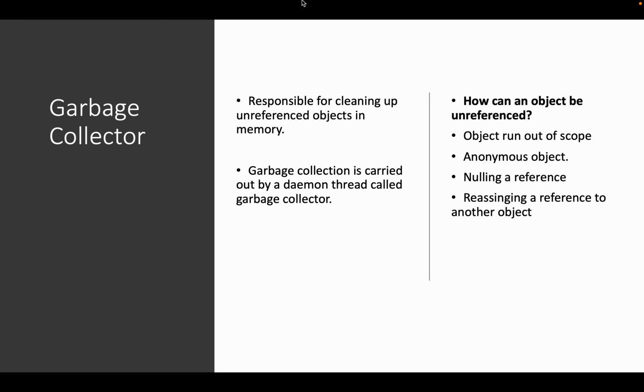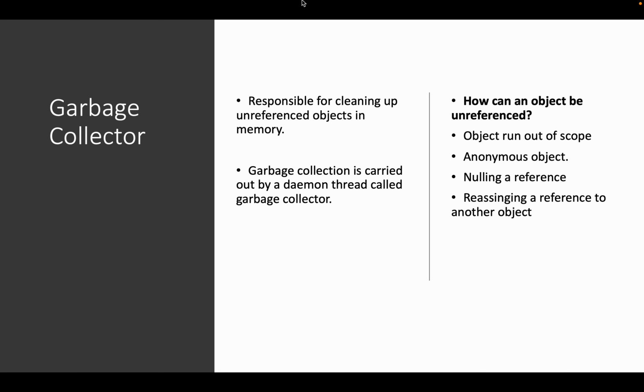We also have what we call a garbage collector. This is responsible for cleaning up unreferenced objects in memory. Garbage collection is carried out by a daemon thread called the garbage collector. So how can an object be unreferenced? If an object runs out of scope, let's say you're in a method and you create an object there, and that method gets fully executed, it means the scope of that object has run out. Then that object needs to be garbage collected.